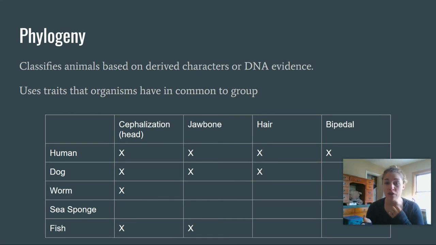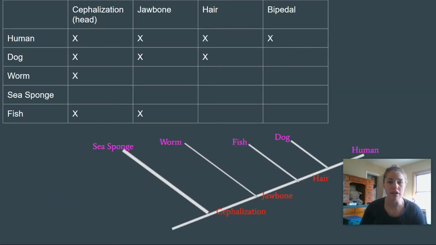Okay. The next one I looked at is a jawbone. Worms don't have jawbones because that would be terrifying. Fish don't have hair, so the only ones that have hair are humans and dogs. And bipedal is human. We walk on two feet. That's what bipedal means. The way that we organize this evolutionarily into a table is like the table down there. This is actually a phylogenetic tree or a cladogram. They're used kind of interchangeably. They're slightly different when you get to higher levels of science, but for you guys, they're kind of interchangeable.